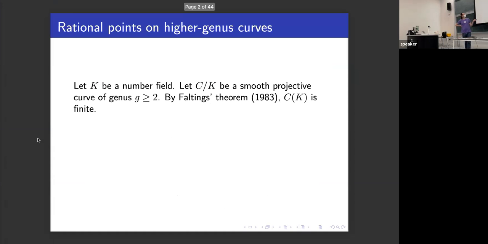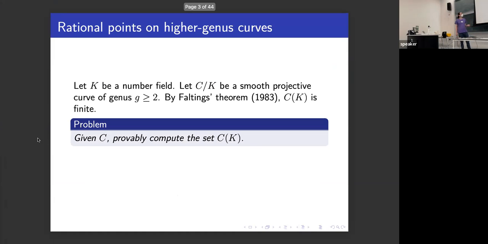So just for background, the setup is that if you have a smooth projective curve of genus at least 2 over a number field, then of course by Faltings' theorem, the set of rational points on this curve is finite. The big open problem in this area of arithmetic geometry, Diophantine geometry, is, well, how do we actually compute this set? Well, this is one big open problem, right?